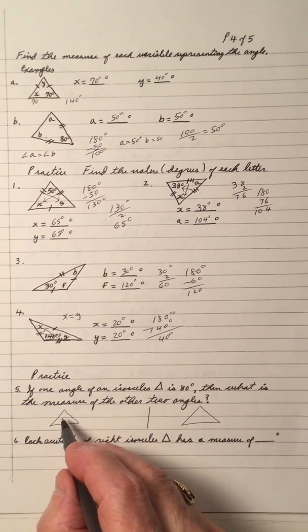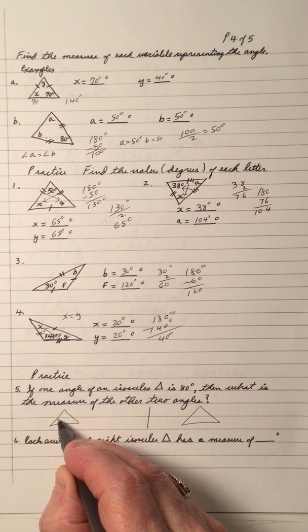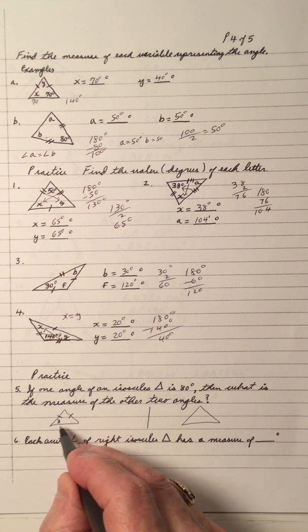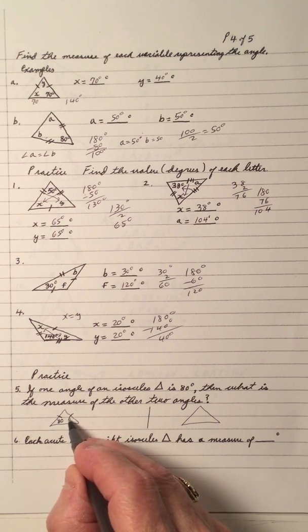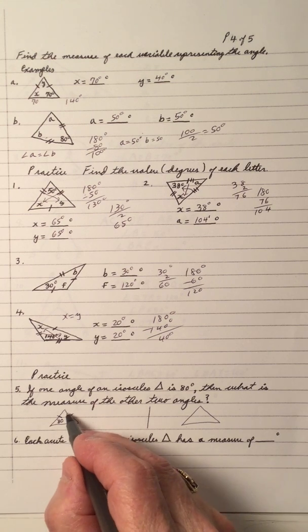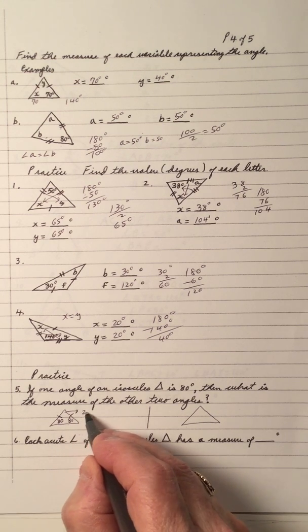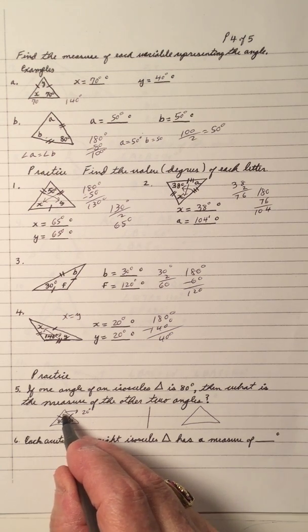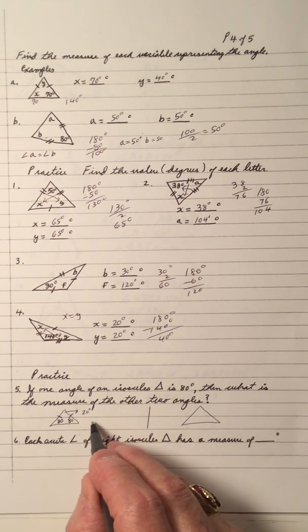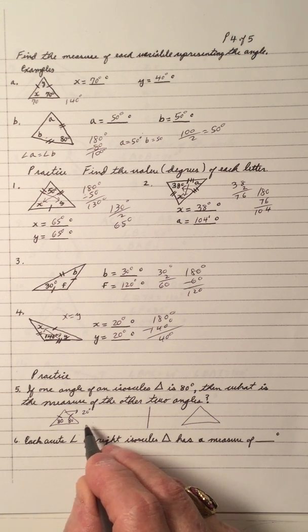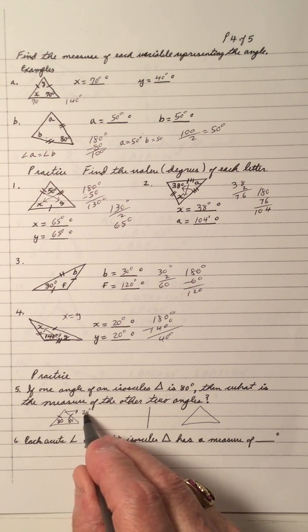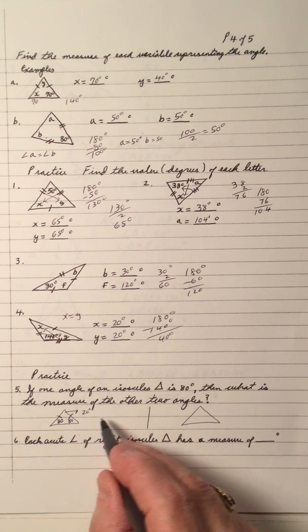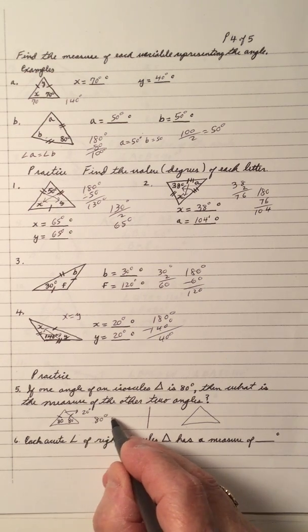So if you mark that side equal to that side, and you put 80 on those two angles because they're equal, that means this angle here is 20, because 160 from 180 is 20. So the measure of the other two angles is 80 and 20.